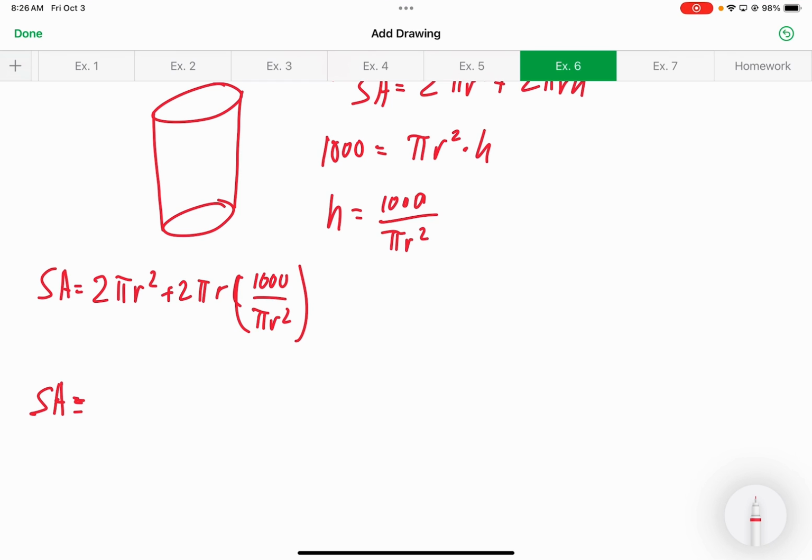Hey, fortunately, at least my r's cancel out, right? It doesn't fully cancel out, but I get rid of one instance of it. Okay, my pi's cancel out as well too. So then I would have 2,000 over r.